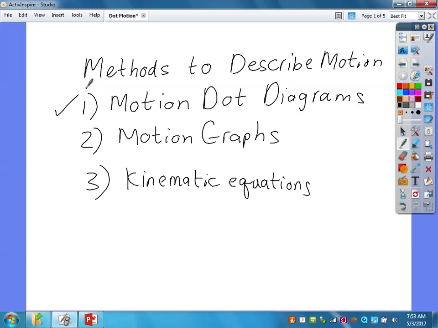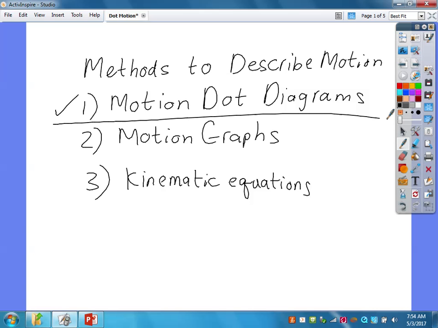with different techniques. There are three techniques out there. There are motion dot diagrams, which is what this video is going to be about. There are motion graphs, which is what the next videos are going to be about. And then there are kinematic equations. For regular physics, that's going to be in Unit 2. For AP Physics, that's in this Unit 1. We include that in Unit 1. In regular, we move that to a separate unit completely. So again, we are going to focus on the motion dot diagrams today.